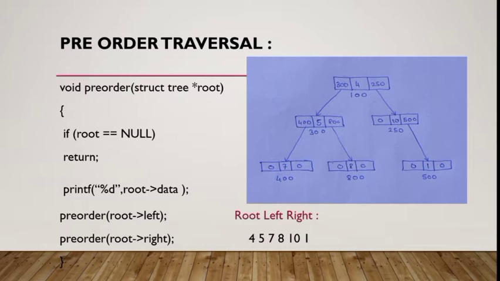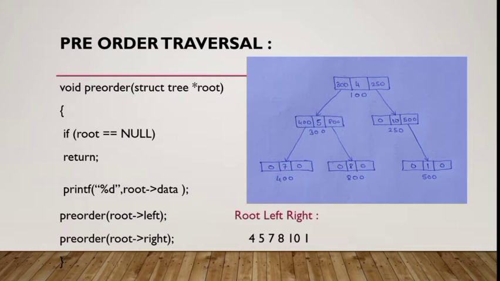And preorder of root of left. Now root of left is 0. It comes inside void preorder. If root equal to null, yes, it is true. It returns, and it returns to 300. And then preorder of root of right. 300's right is 800. Now 800 is passed as input to the preorder function. It checks if root equal to null, no. And it comes to print root of data. Now 800's data is 8. 8 is printed. And then preorder of root of left.